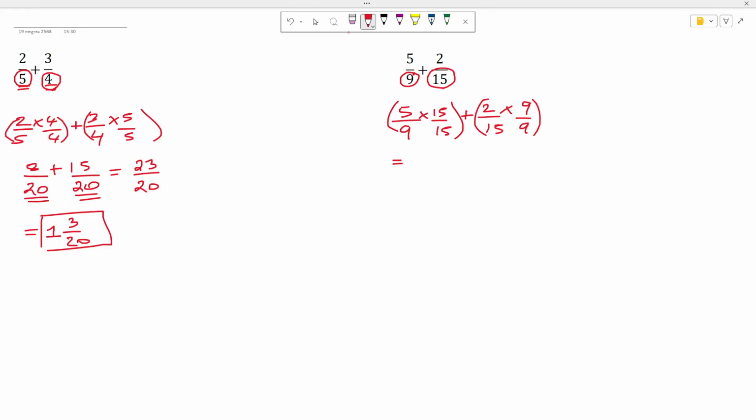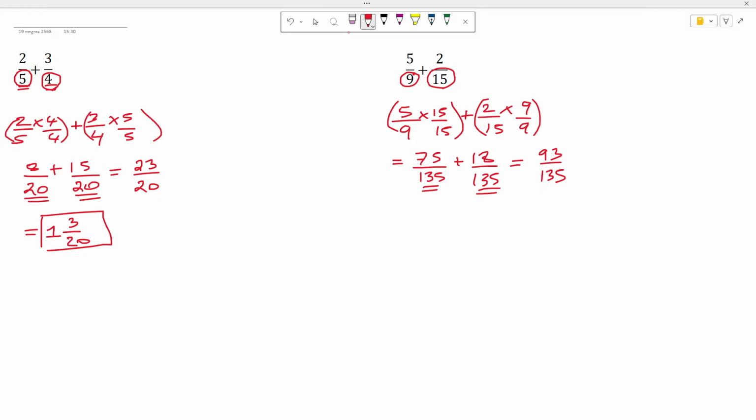So now what do we have guys? 5 times 15 is going to give us 75 over 9 times 15 is going to give us 135, plus 2 times 9 is going to give us 18 over 15 times 9 is also going to give us 135. Now we are satisfied now, as the denominators are the same. We can go ahead and add this fraction. So we're going to have 93 over 135.